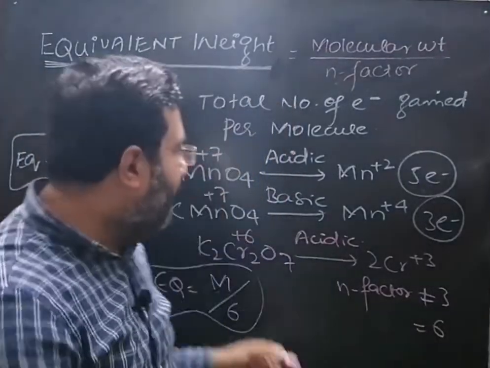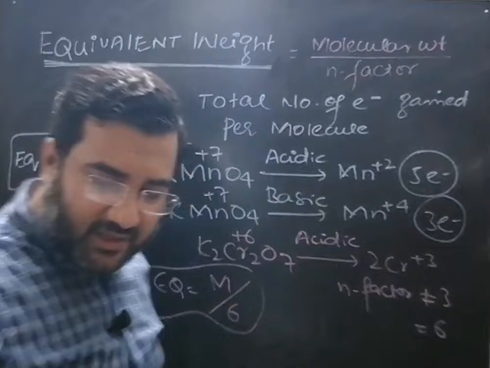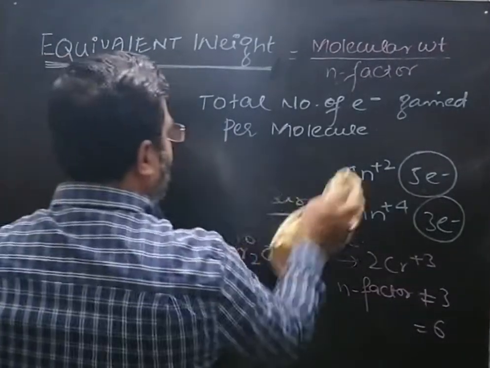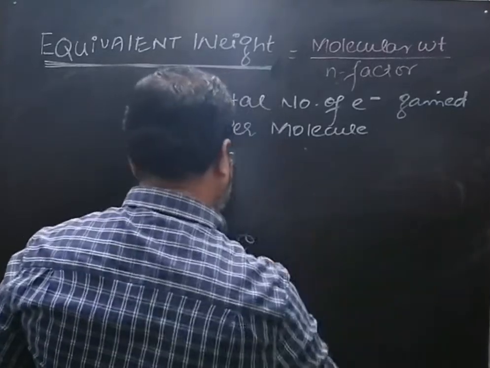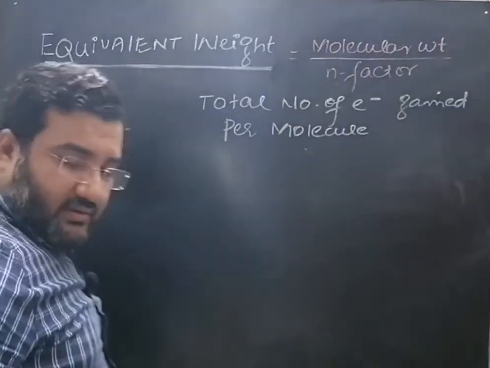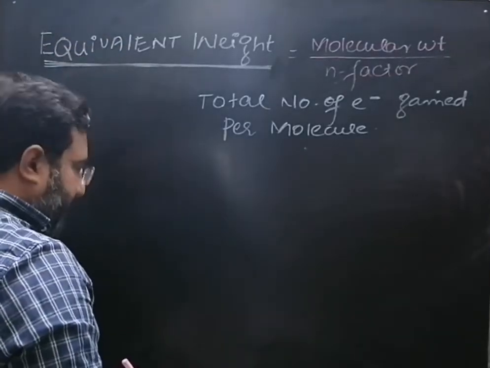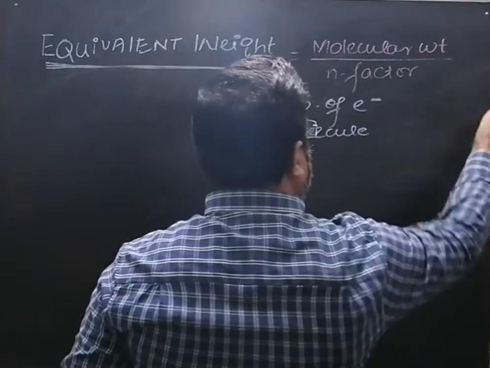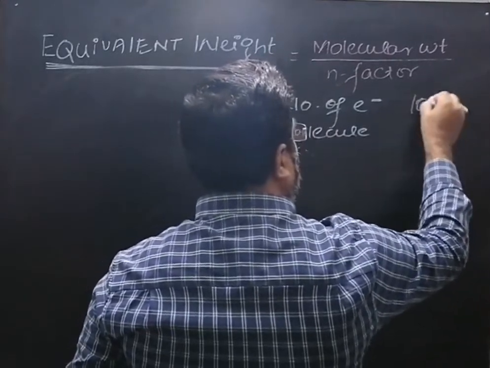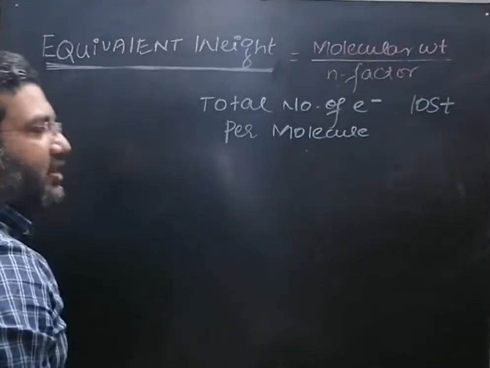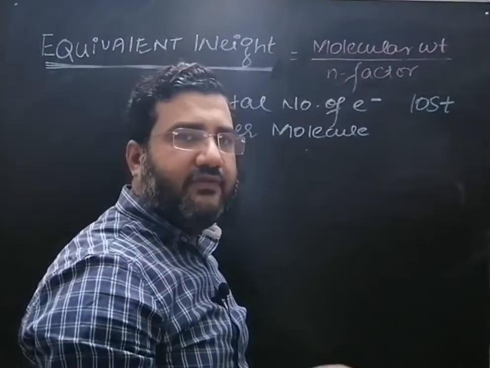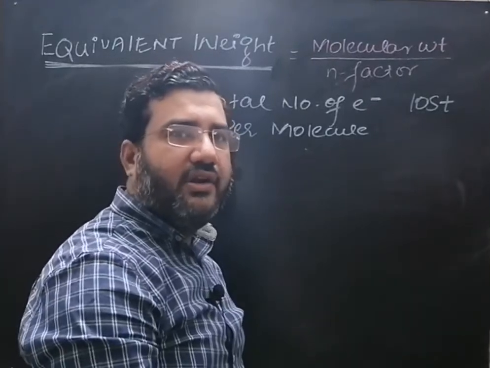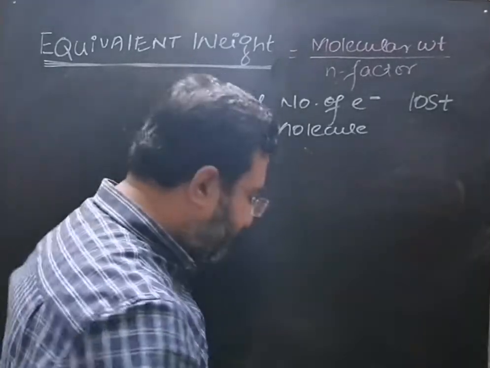So in this way, the equivalent weight of the oxidizing agents can be calculated. Now let us move towards the last part, how the equivalent weight of the reducing agents or reductants can be calculated. In this case, N factor will be equal to the number of electrons lost, because a reducing agent is itself oxidized, so during the reaction it will lose electrons, and the total number of electrons it has lost will be equal to its N factor.